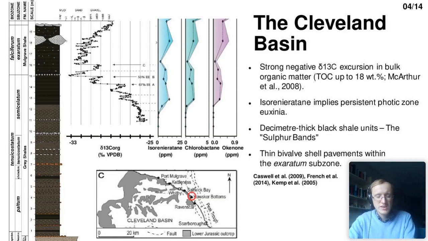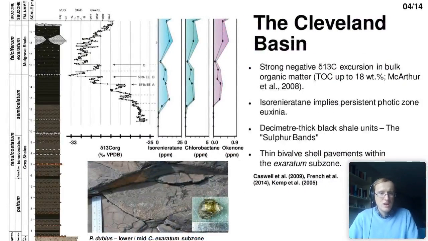It results from the breakdown of the cell walls of sulfide-oxidizing bacteria, which require light, their photic zone. So the presence of this implies that you have hydrogen sulfide, euxinia, in the photic zone. However, in the Exaratum subzone, you see every so often these thin accumulations of low diversity, high abundance bivalve faunas, specifically Pseudomytiloides dubius within the Exaratum subzone.